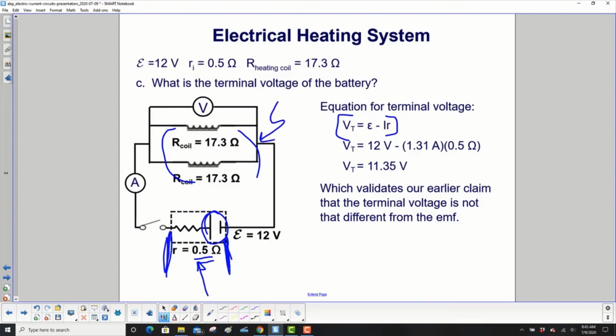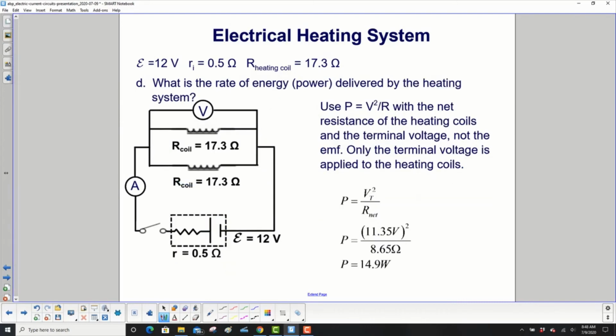So the terminal voltage is EMF minus IR. Here's the EMF, 12 volts. Here's the current going through our circuit. Here's your internal resistance. So the voltage supplied by the battery to the heating coils is not the 12 volts, it's only 11.35. But that does validate our earlier claim that the terminal voltage is not that different from the EMF.